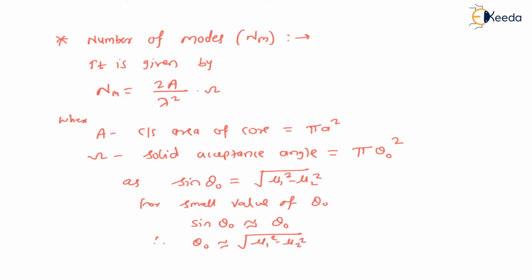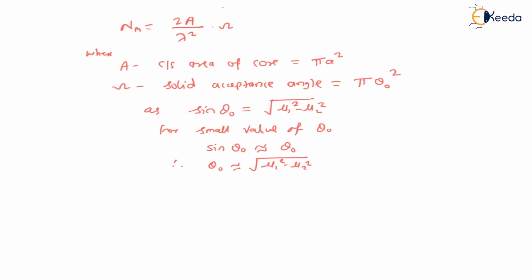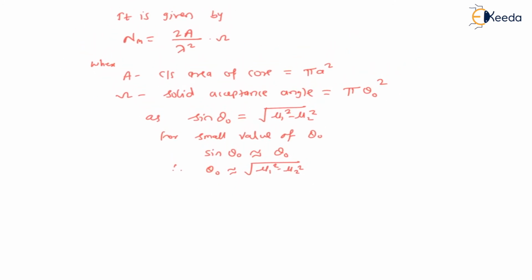So here in this section, or in the formula for number of modes, we will use this theta naught as solid acceptance angle. Now we can go ahead like this. Therefore, this omega, as I said, is pi into theta naught square. So it will be pi, and the value of theta naught is approximately equal to under root mu1 square minus mu2 square. So theta naught square will be what? It is pi into mu1 square minus mu2 square.